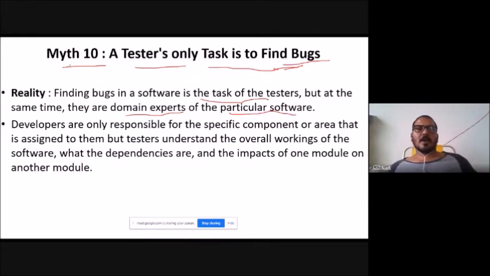Developers are only responsible for the specific component or area that is assigned to them, but testers understand the overall working of the software, what the dependencies are and the impact of one module on another module. So this is one of the misconceptions. Sometimes testers are also domain experts with more experience, so they can also fix the errors.